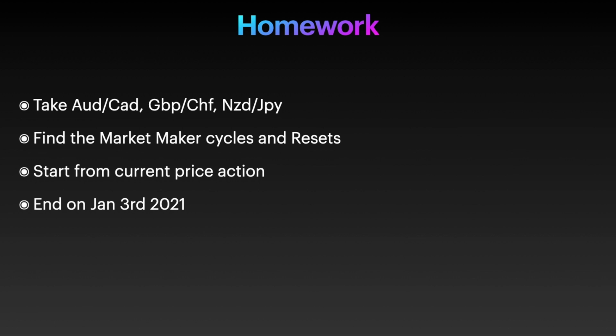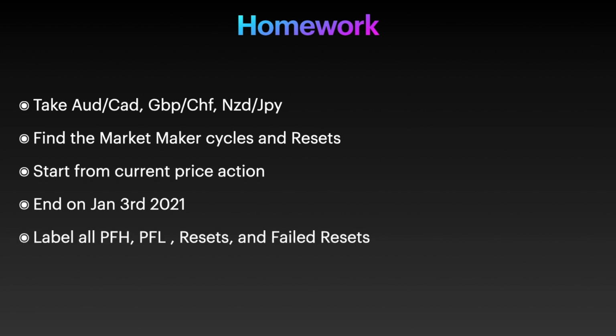But start from where current price action is now, so that way you can start with the ADR that's currently on there. And then you can work your way back. Okay? Same thing as before. Label the peak formation highs, lows, resets, and failed resets. I need you guys to understand how important the market maker cycles are. I can't stress it enough because it's the entire advantage of the entire strategy. It's like the base of the strategy. So if you can't get this right, you're going to have a horrible time trading the strategy itself.